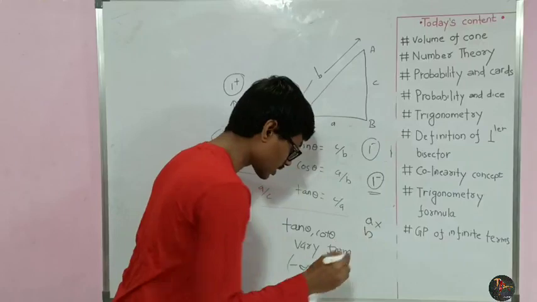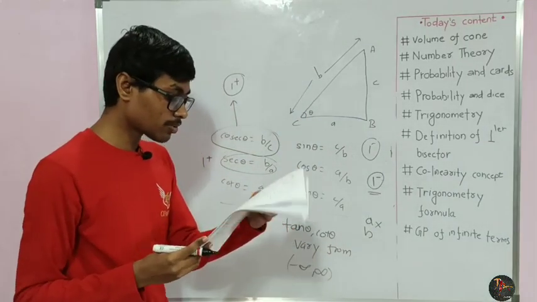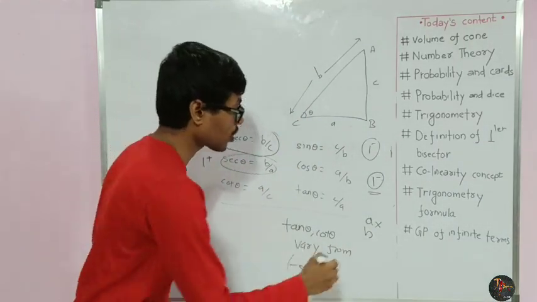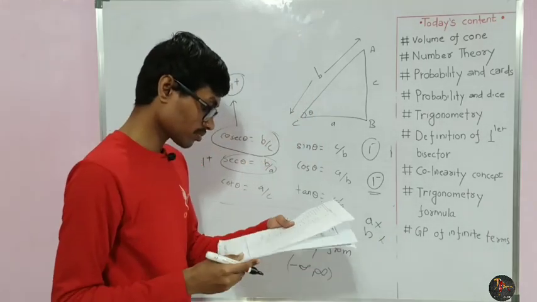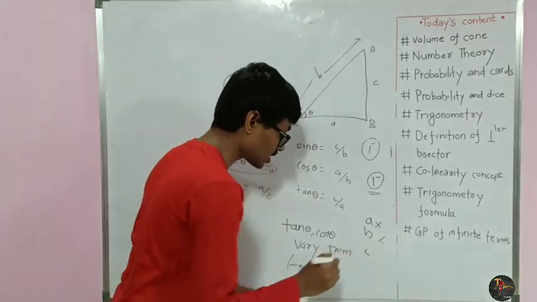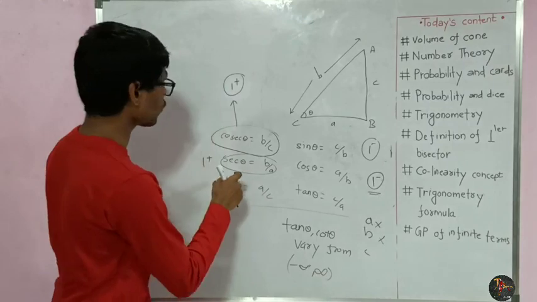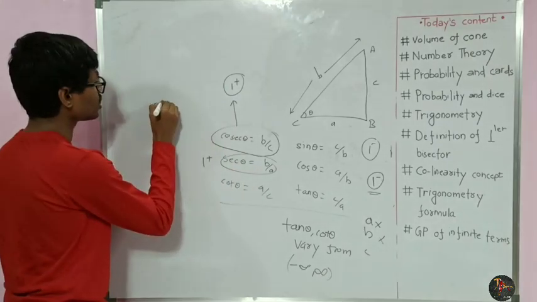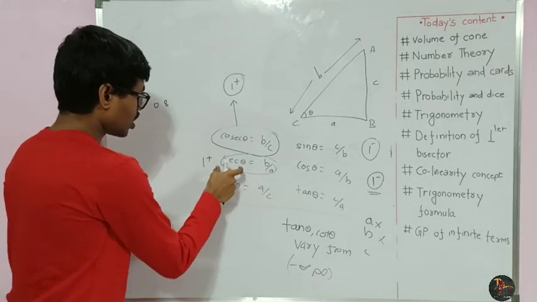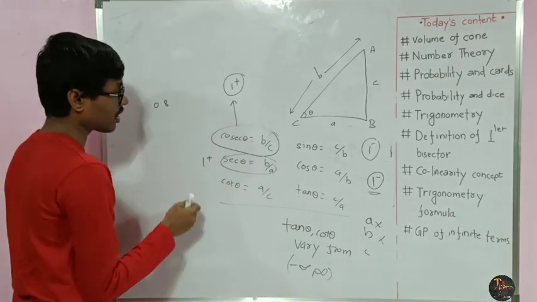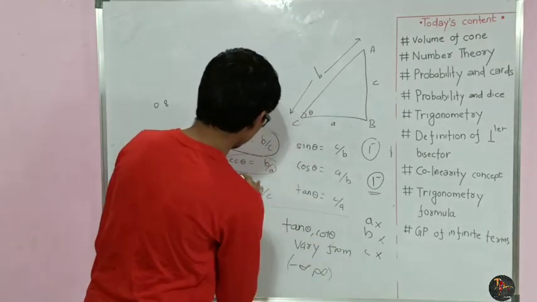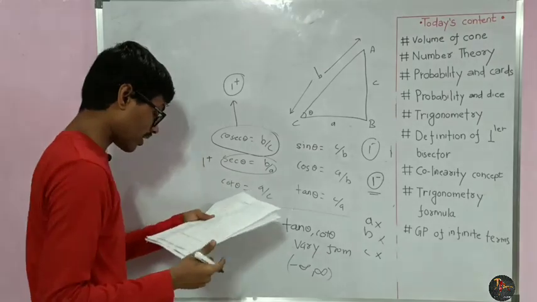B, cos theta is 17 by 5. 17 by 5 is 3.4. 3.4 is not less than 1. Now option C says that secant theta is equals to 4 by 5. 4 by 5 is 0.8. Now 0.8 is less than 1. So secant theta will not be 4 by 5.